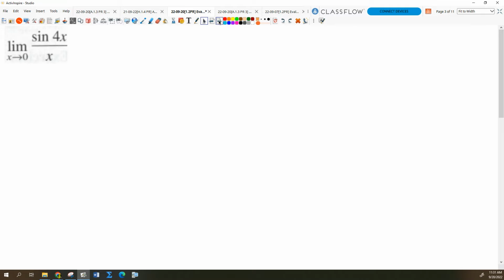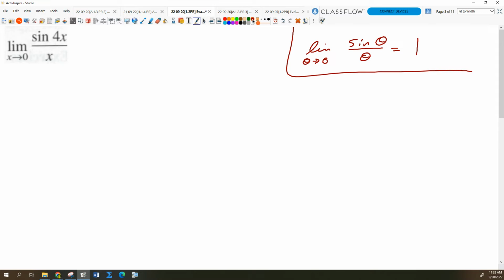How about one like that? Okay, now I'm going to remind you about something. I'm going to rewrite that special limit in a slightly different way here. Here's our special limit. The limit of sine theta over theta as theta approaches 0 is 1. Theta being the argument of the sine function.